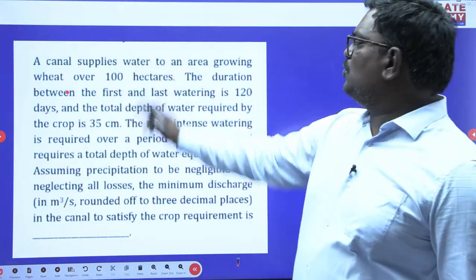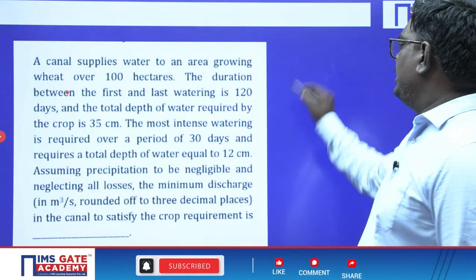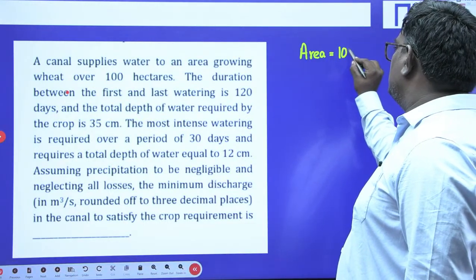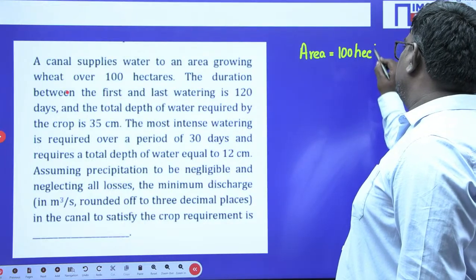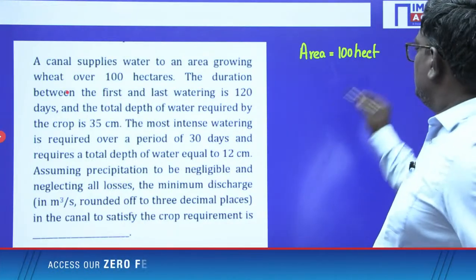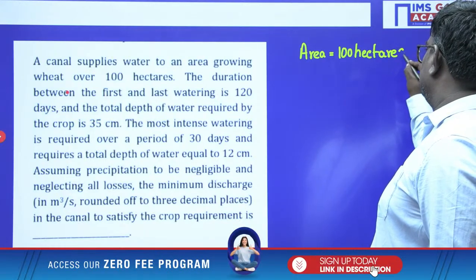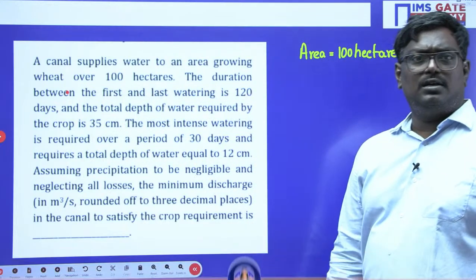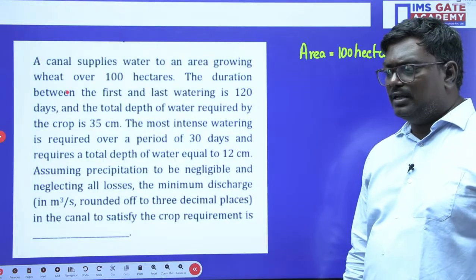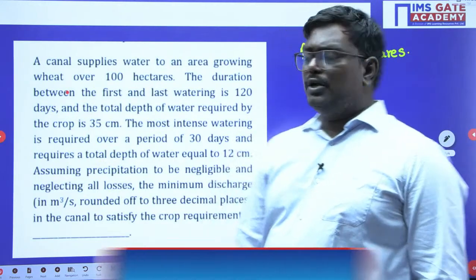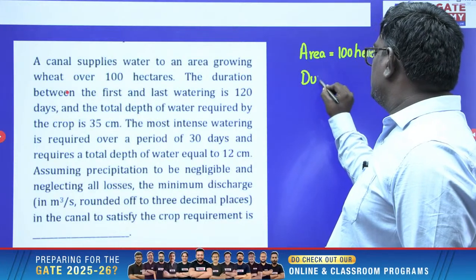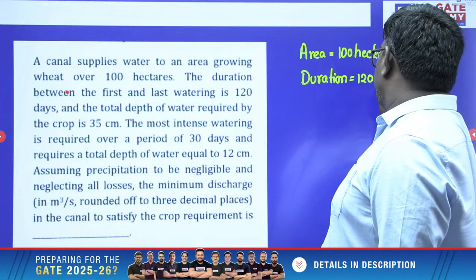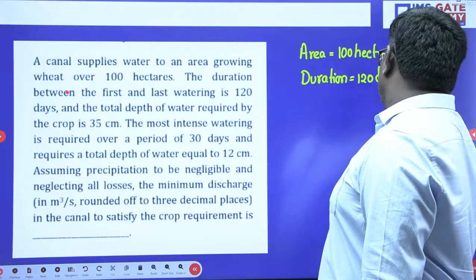A canal supplies water to an area growing crops over 100 hectares. So, my dear students, what is the area? Area is nothing but 100 hectares. Now, the duration between the first and the last crop is how much? 120 days. I am just writing the given data here.